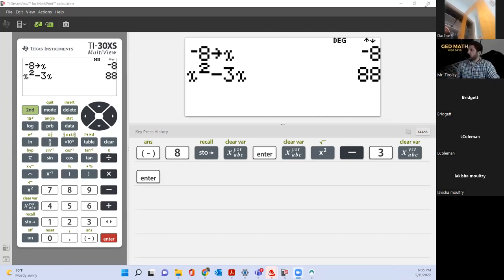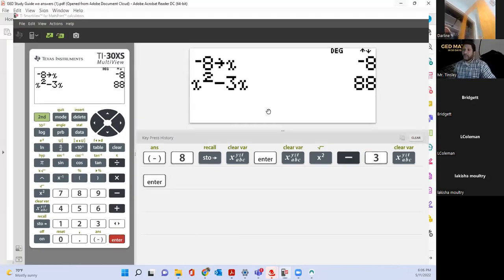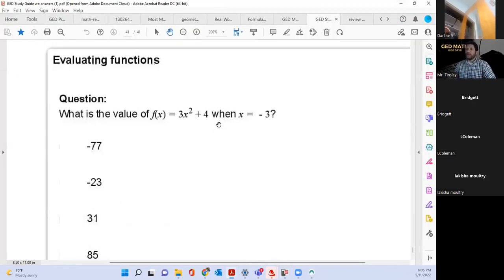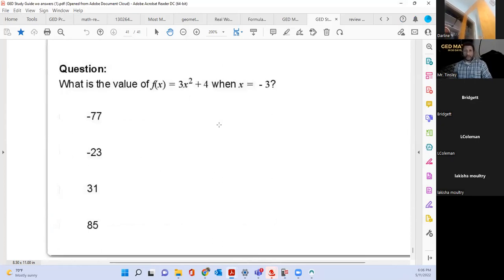Now, let me show you something else. So that's evaluating a function. What I want each of you to do is use your calculator, because each of you should have your calculator.